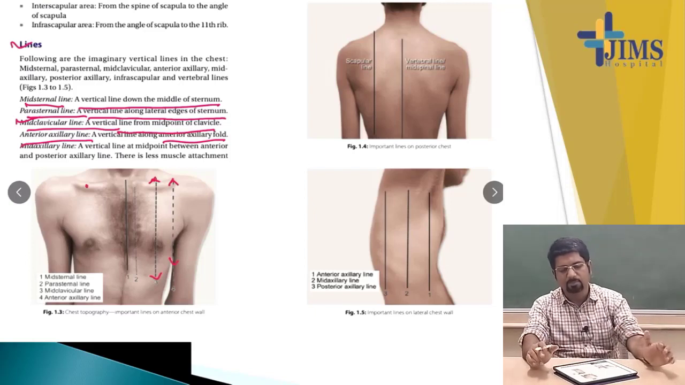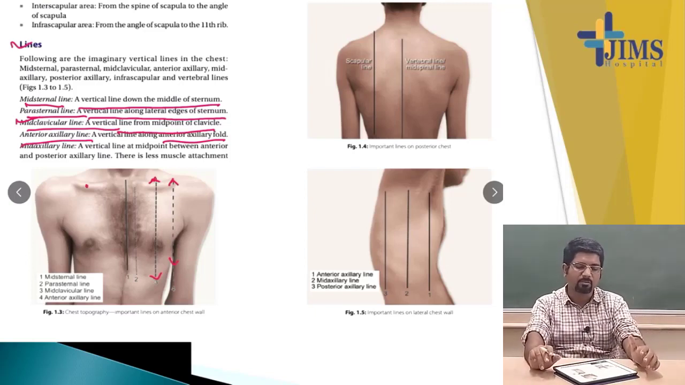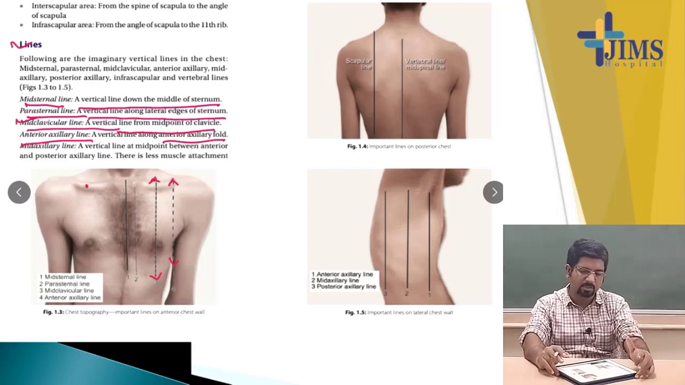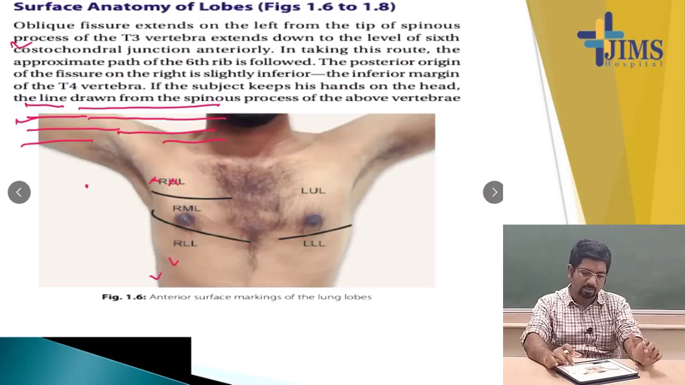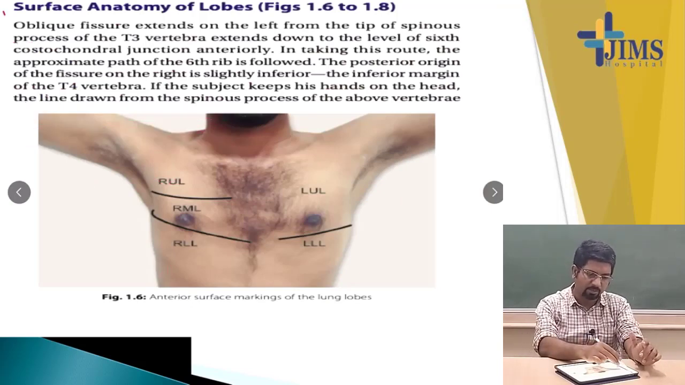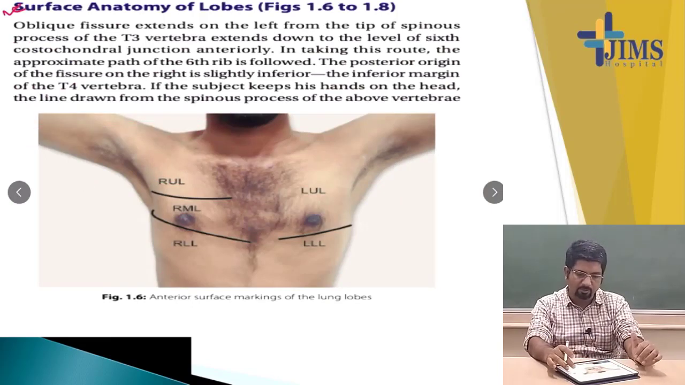These lines and spaces are very important during the examination of the respiratory system, particularly to know the pathology of the lung involved and which lobe of the lung is involved. Now there is the surface anatomy of the lobes, which has already been taught in your anatomy classes.